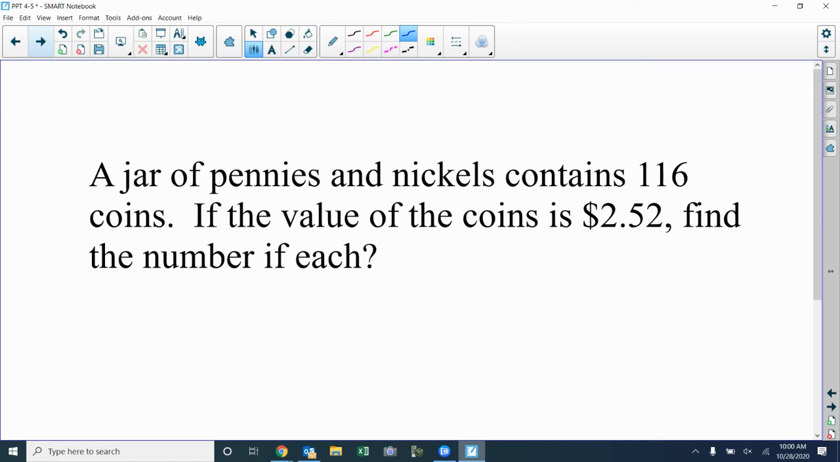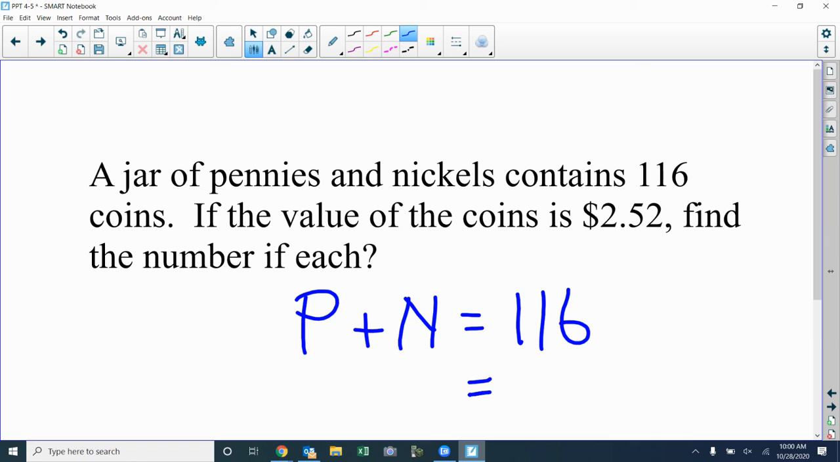I'm gonna use pennies and nickels. What's the first total we see there? That's the total in the coin, so pretty simple. The number of pennies plus the number of nickels are 116. The other total has to be $2.52. I'll let you think about what needs to be in front of that total.